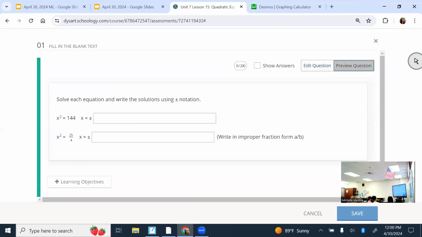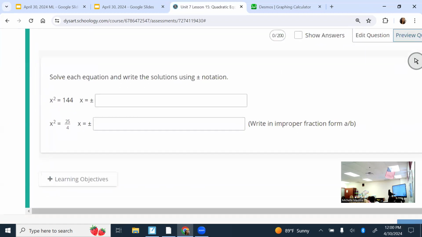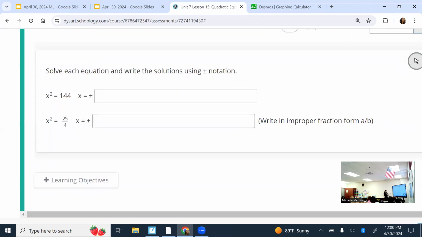Okay, so solving each using plus or minus notation. Just isolate x, always undo what's being done. So what is the opposite of squaring something? Whatever you do to one side, you do to the other. What's the square root of 144? 12. And they already have the plus or minus there for you, but when you normally solve, you just have to remember. The 12 will go there.